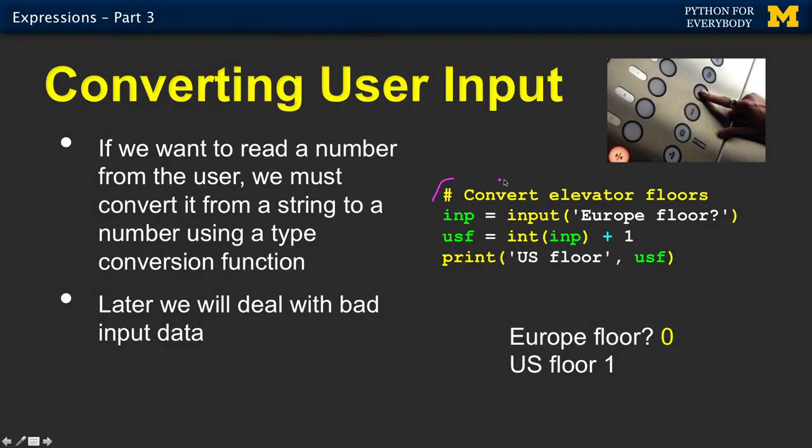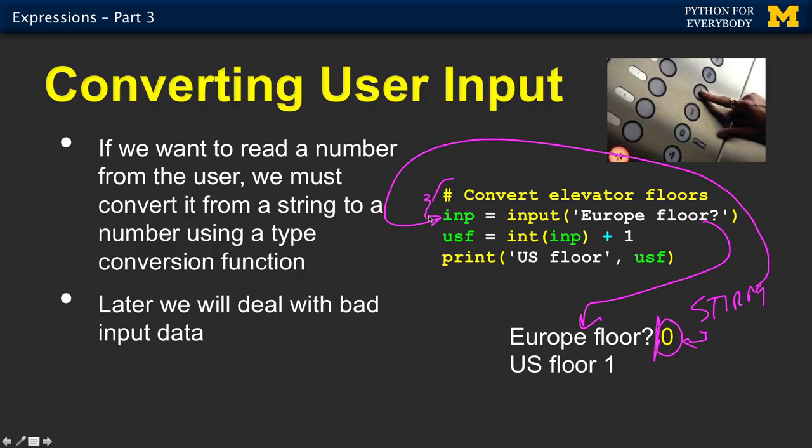A comment. Convert elevator floors. That has nothing to do with Python. It has to do with you or me reading about this. Then input. Well, remember, input prints out the prompt and then pauses and waits. And then we type, and then we type the enter key, right? And then this 0, this is a string. This string ends up being input in the variable inp. And then it continues to the next line, and it works on the right-hand side. We're going to pull this string 0.